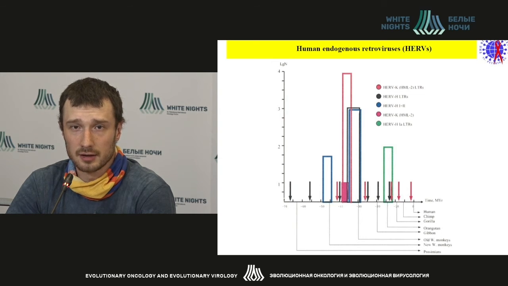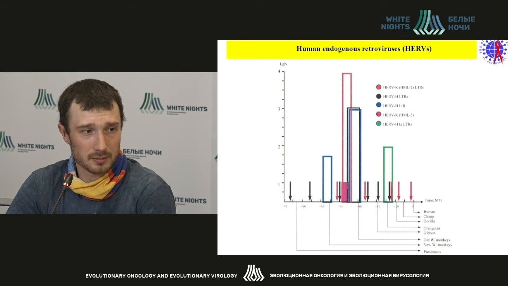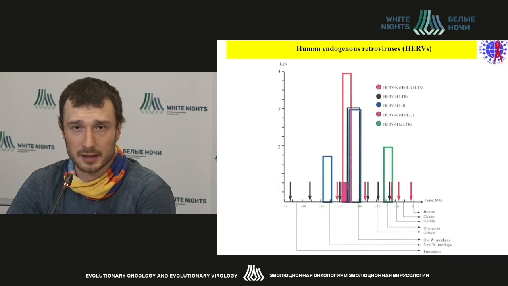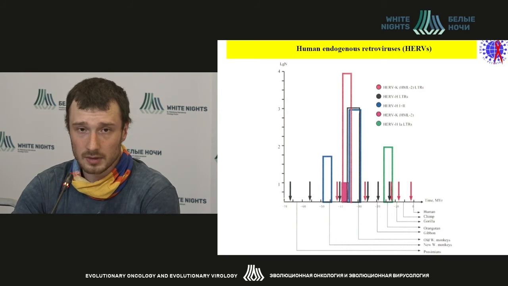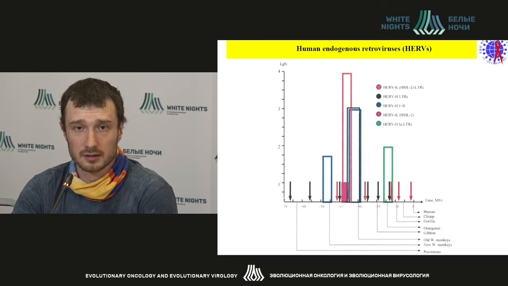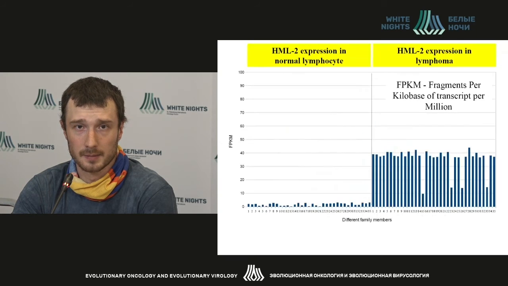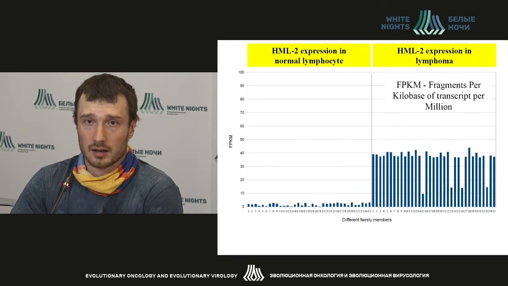are those of the HML family, which in turn relates to the K retroviral family. Older retroviruses include HML5 of the R retrovirus family. For our analysis, we took the sequences from HML2 and HML5.